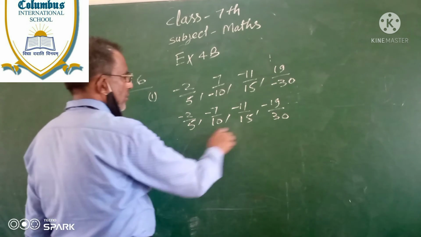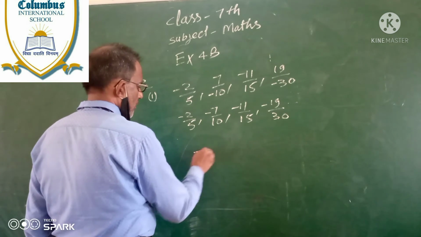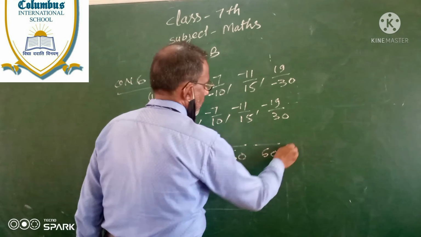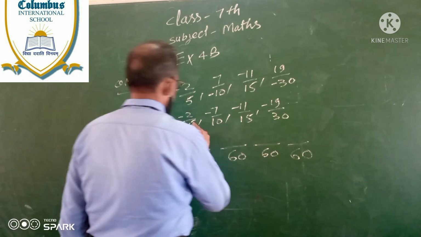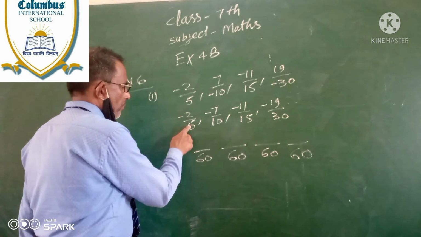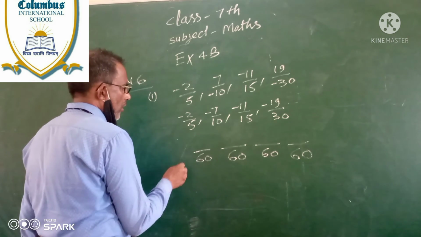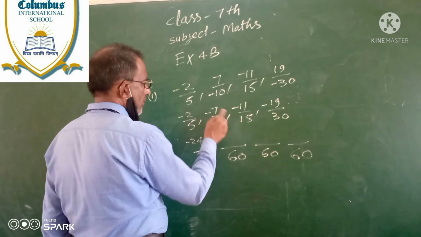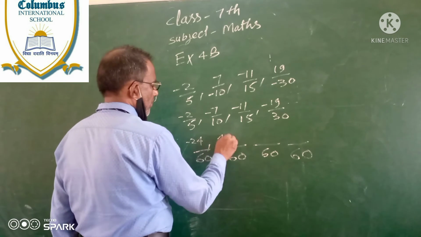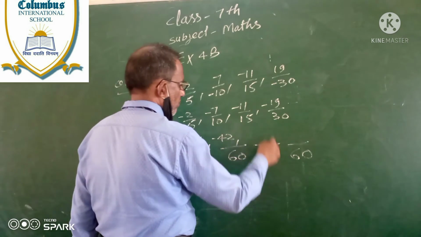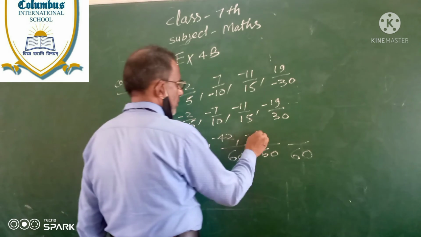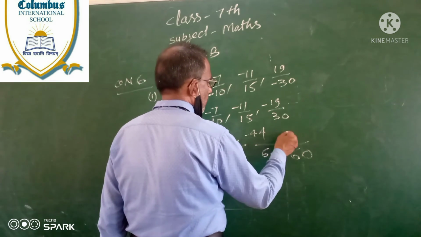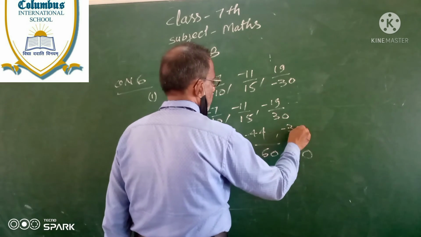Now what is the LCM of these denominators? 60. Now you will write 60. 60 divided by 5 will be 12. 12 twos are 24, minus 24. 10 sixes are 60, minus 42. 15 fours are 60, 11 fours are minus 44. And 30 twos are 60, 19 twos are 38.